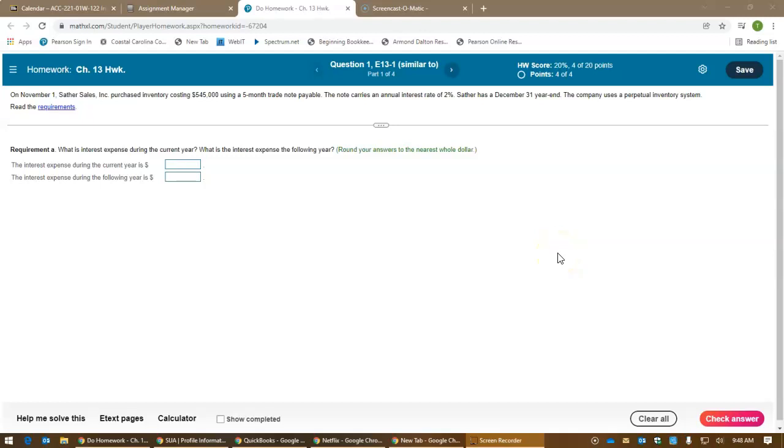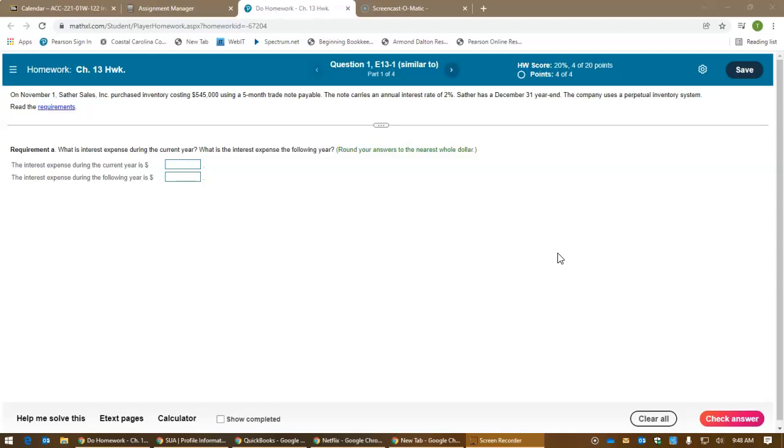In this homework problem, we're going to go over how to calculate interest. It says on November 1st, Sather Sales Incorporated purchased inventory that cost $545,000, and they signed a 5-month trade note payable. The note carries an annual rate of interest of 2%, and the company has a December 31st year-end for their financial statements. The company uses a perpetual inventory system.